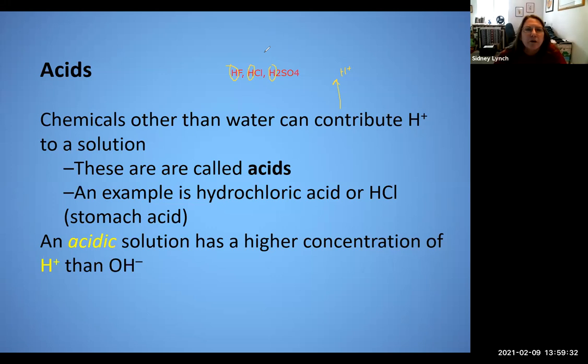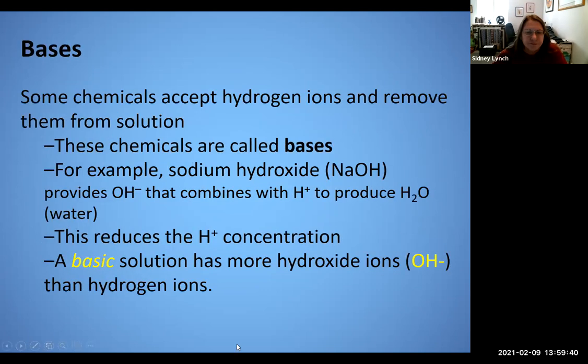Okay. Now how bases work, rather than donating hydroxide to the aqueous solution, they actually suck up hydrogen ions. So by sucking up the hydrogen ions, they leave behind hydroxide ions. They don't actually donate the hydroxide, they suck up the hydrogen. So some examples of bases, a strong base would be sodium hydroxide.